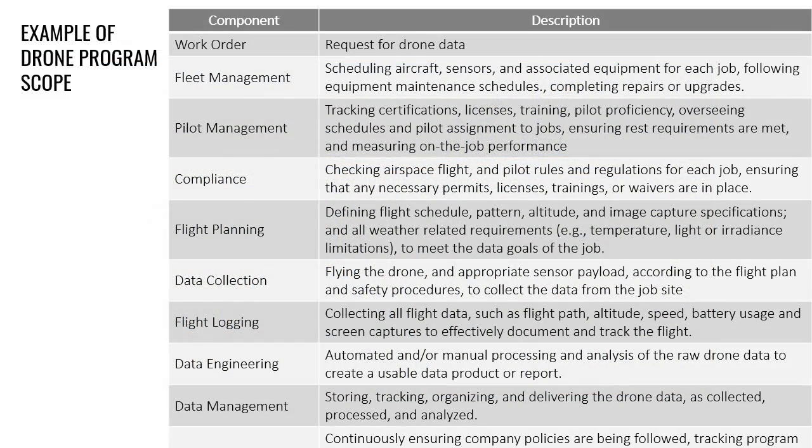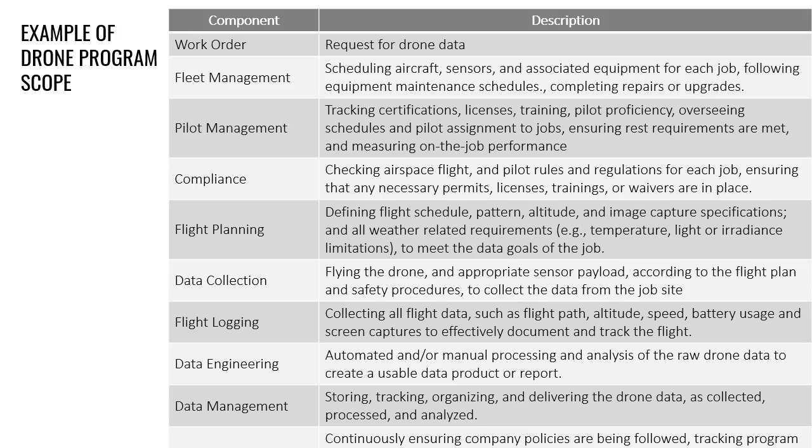When we consider the actual scope of a drone program, sometimes it can be quite daunting. But if we break it down into sections and focus on those sections, it actually helps your planning much better. So a scope could include a variety of components, which I've listed here, from fleet management to pilot management to compliance, which is an ongoing thing because regulations are changing, flight planning, data collection.